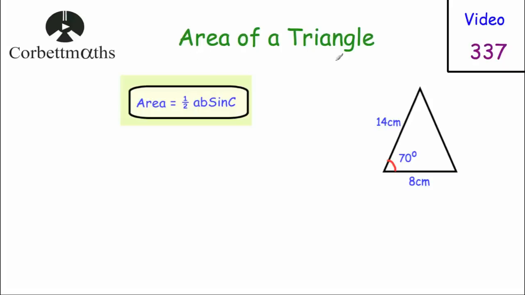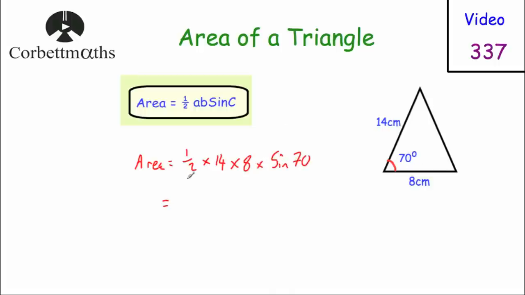Okay, let's have a look at our next topic. Our next topic is finding the area of a triangle using trigonometry, and that's video 337 on Corbettmaths. The area of a triangle is found by a half ab sine C, where a and b are two sides and capital C is the angle in between them. If you have a triangle such as this one and want to find its area, we can do area equals a half times the two sides, so 14 times 8, times the sine of the angle in between them, so the sine of 70.